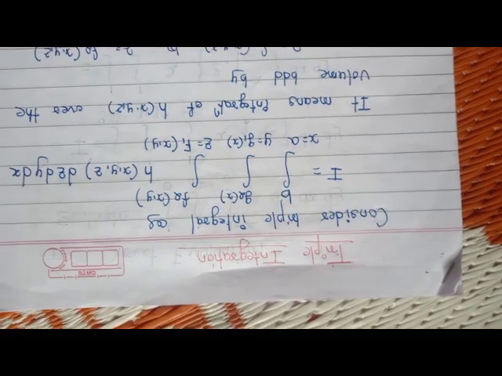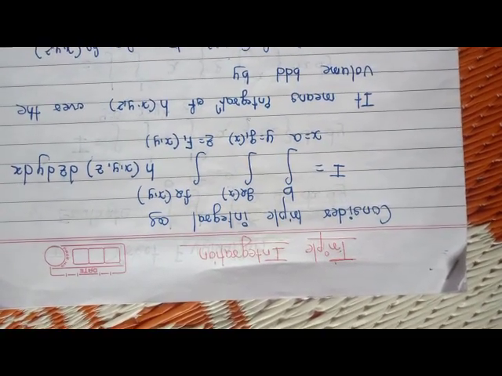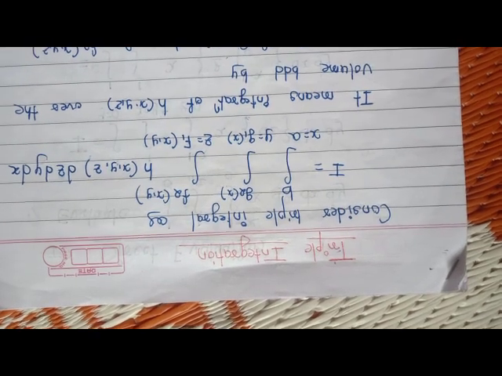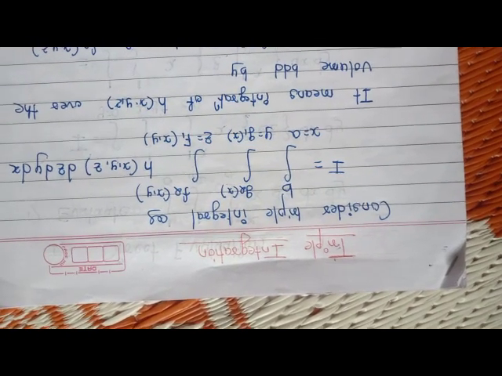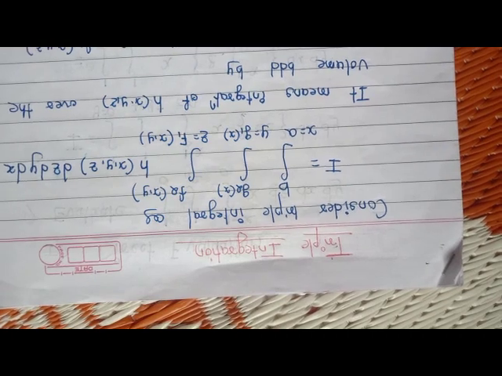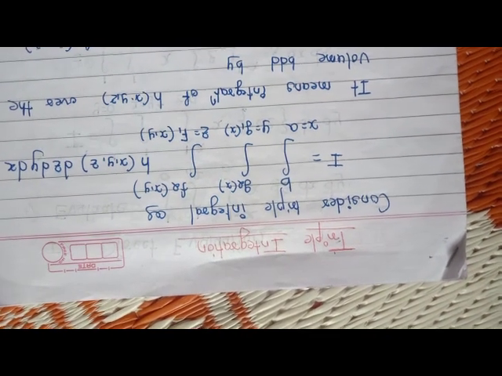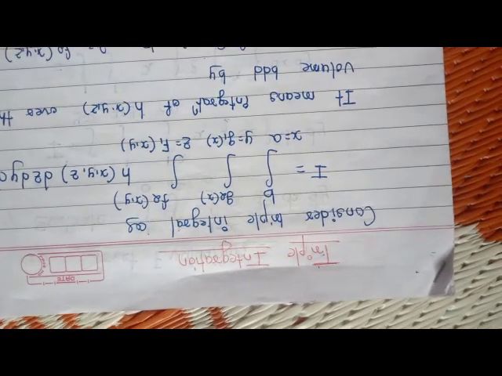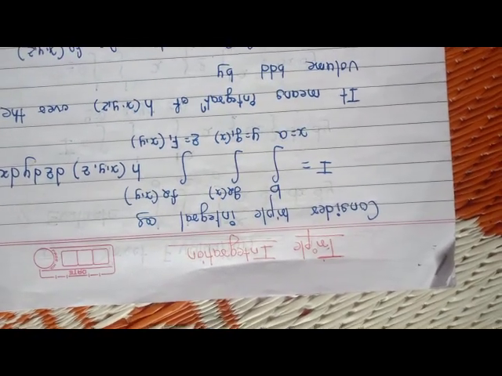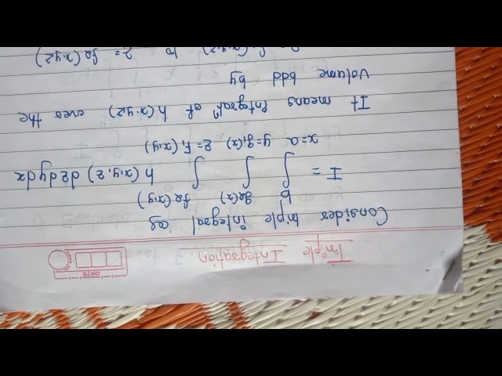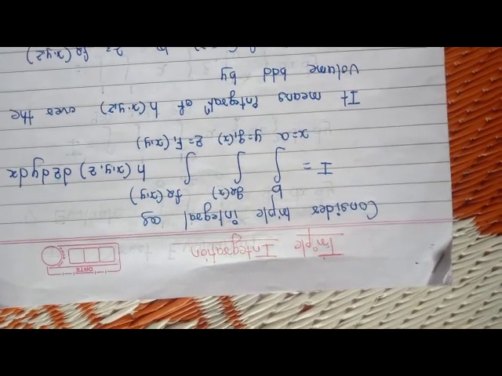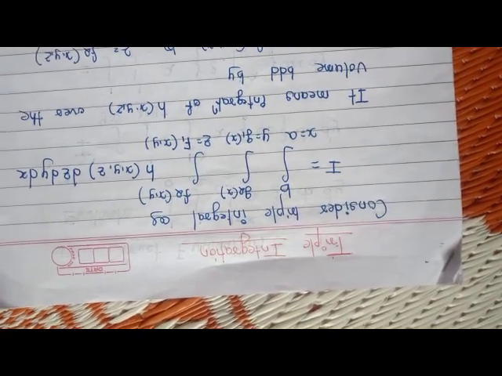integration. Consider the triple integral I equal to the integration from x equal to a to b, next integration from y equal to g1(x) to g2(x), and z equal to f1(x, y) to f2(x, y), of h(x, y, z) dz dy dx. Integration with respect to z first, then with respect to y, and then finally with respect to x.